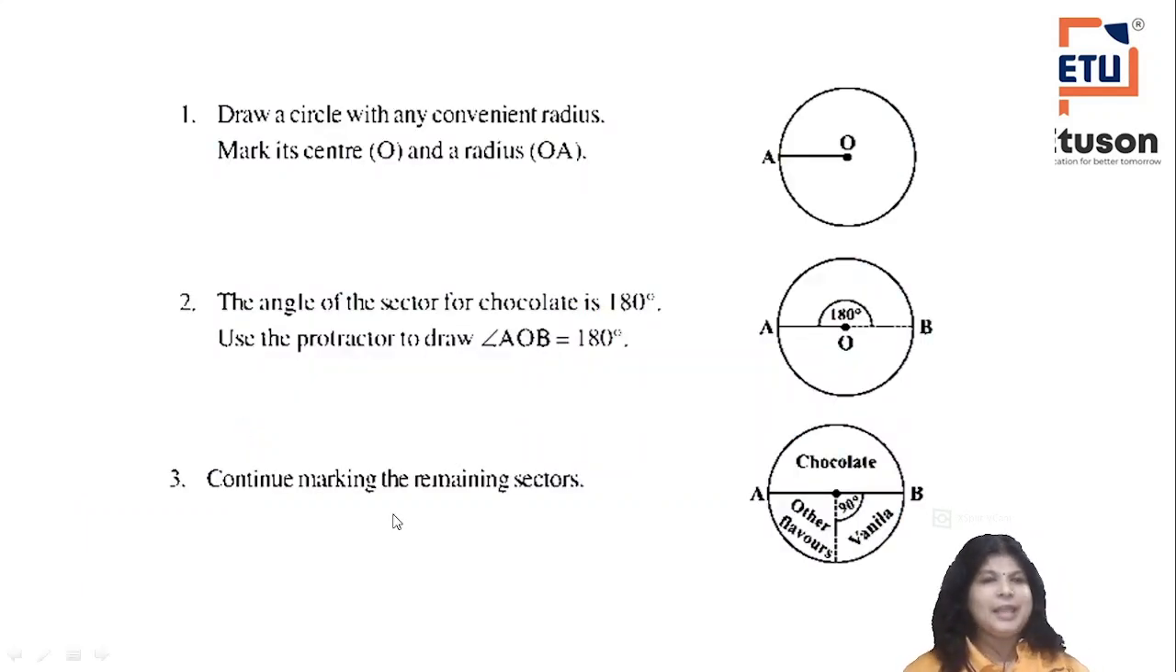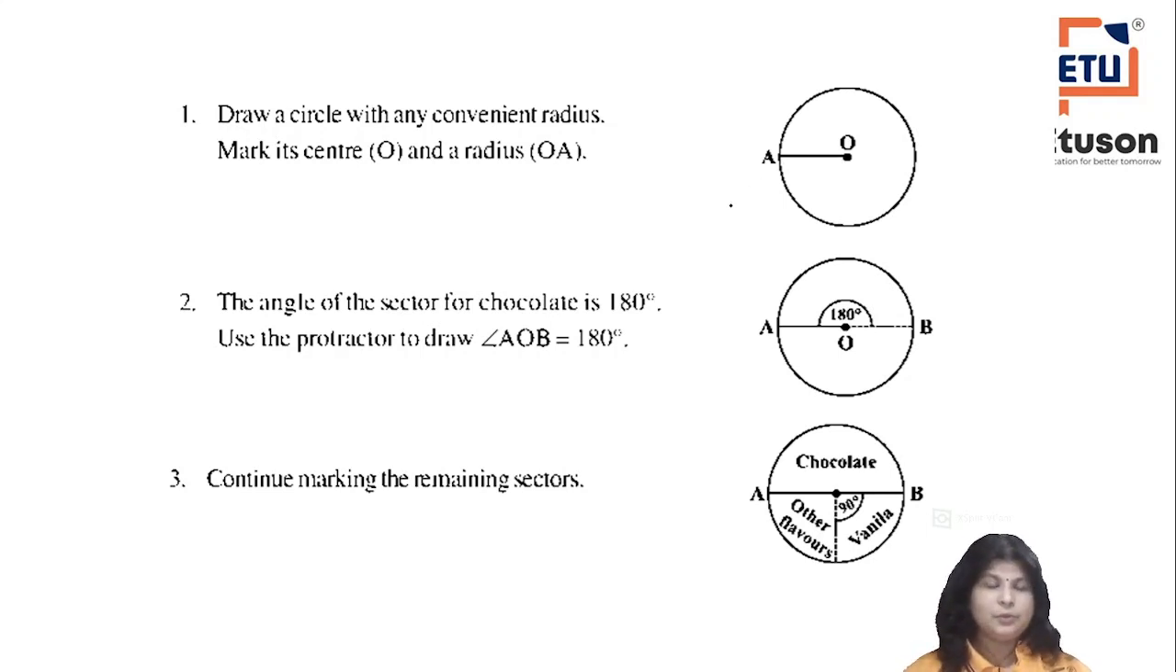So these are the steps followed to draw the pie chart. First, you have to draw a circle with any convenient radius. Remember, any convenient radius, there is no specified radius you have to take. Depending on the space you have, you can take the radius equal to 5, 10, 8, it is up to you. Mark the center as O and the radius as OA.